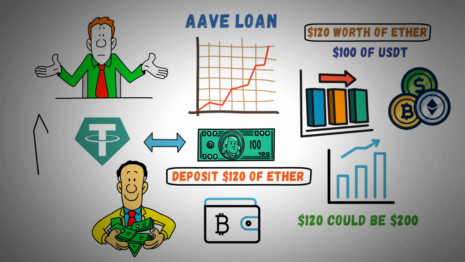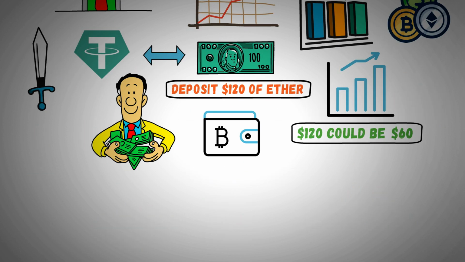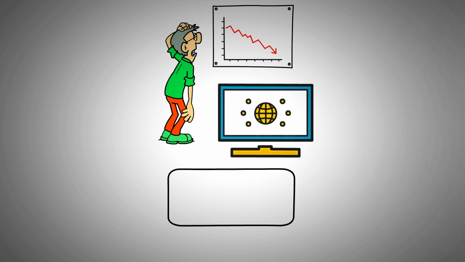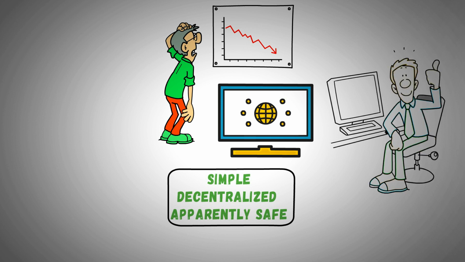But before you get too excited, this is a double-edged sword. Like how $120 worth of Ether can go to $200, it can also go to $60. Now, if the price of your collateral cryptocurrency goes down beyond a certain limit, Aave has a liquidation threshold in place that will automatically sell your collateral to cover your loan and protect the lenders and investors. In conclusion, the working of the Aave Protocol is simple, decentralized, and apparently safe till now. And with the growth in the crypto markets and rise in the number of crypto investors, I personally believe DeFi applications such as Aave will prove useful.